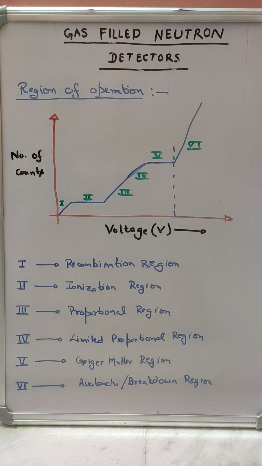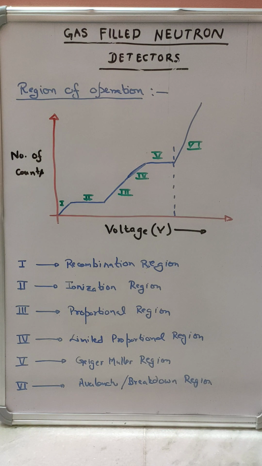This is the second part of the video on gas filled neutron detectors. In part 1 we have seen the general construction and working principle of gas filled neutron detectors. Before going into the details of the neutron detectors, let's understand the different regions in which the neutron detectors can operate. So part 2 of the video is based on the region of operation of neutron detectors. So let's start the video.